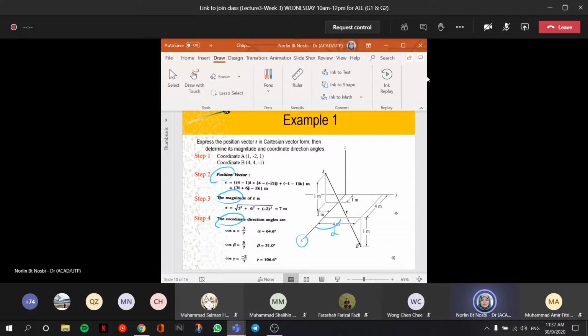And then for beta, it is from the y-axis until the vector r. And for z, from the z-axis until the vector r.